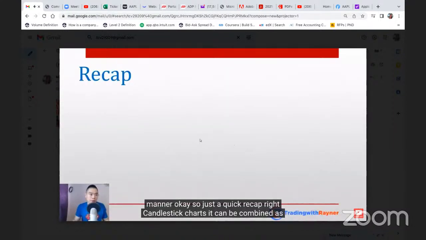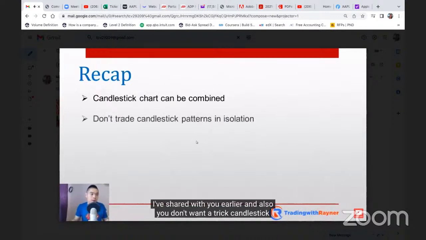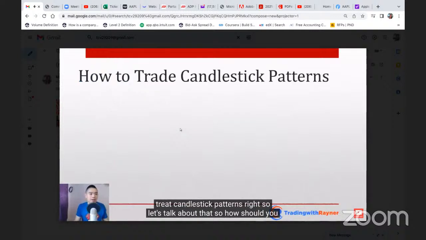Okay, so just a quick recap, right? Candlestick charts can be combined, as I've shared with you earlier. And also, you don't want to trade candlestick patterns in isolation. So now you might be wondering, okay, Rainer, so how should I trade candlestick patterns, right? So let's talk about that. So how should you trade candlestick patterns?